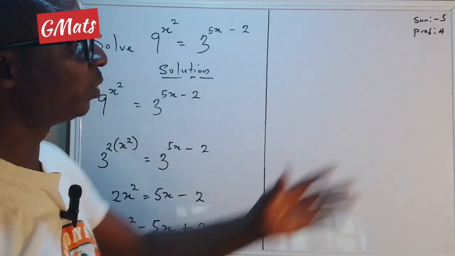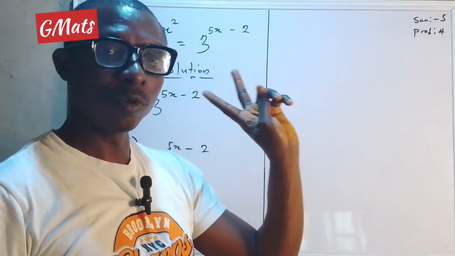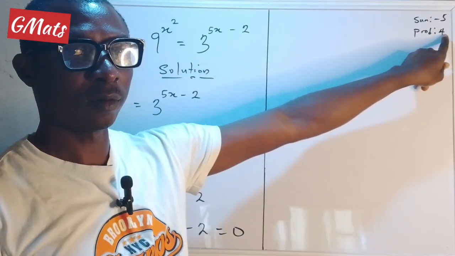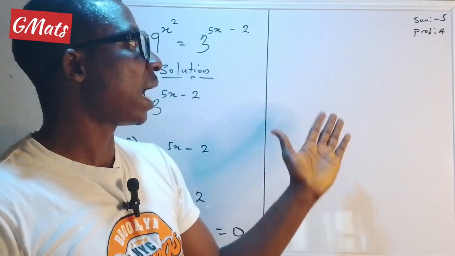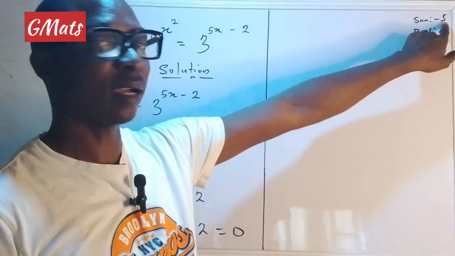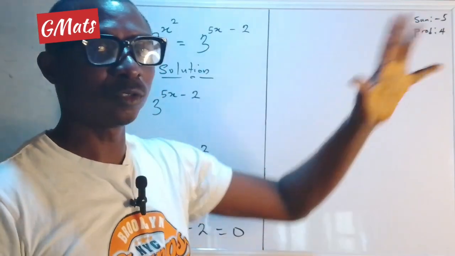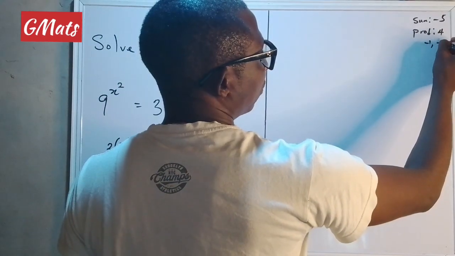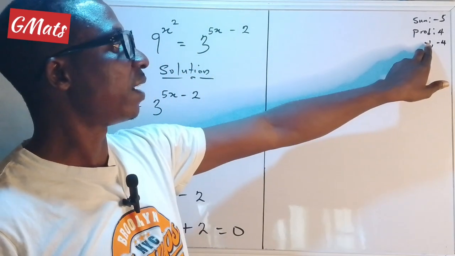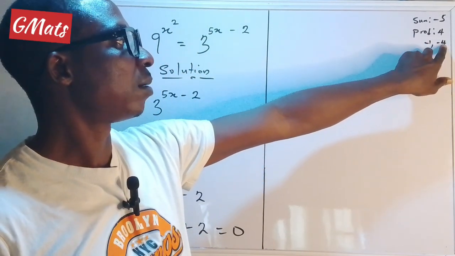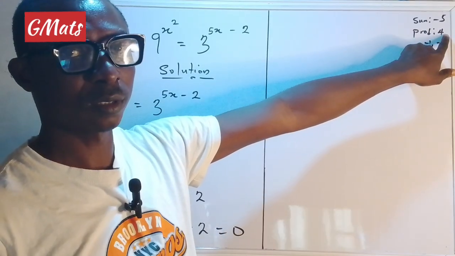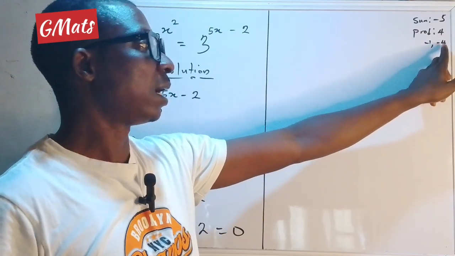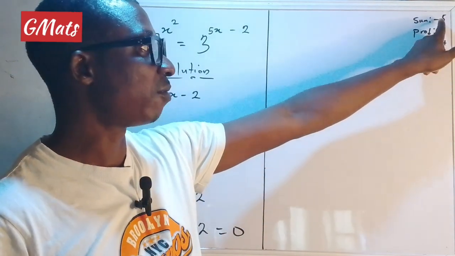Now, what do you need this for? You need two numbers such that when you multiply the two numbers together, you have plus 4, and when you add the numbers together, you have minus 5. So what are the two numbers? The two numbers are minus 1 and minus 4. If I say minus 1 times minus 4, I'm going to have plus 4, because minus times minus is plus. Now when you add minus 1 and minus 4 together, you have minus 5.